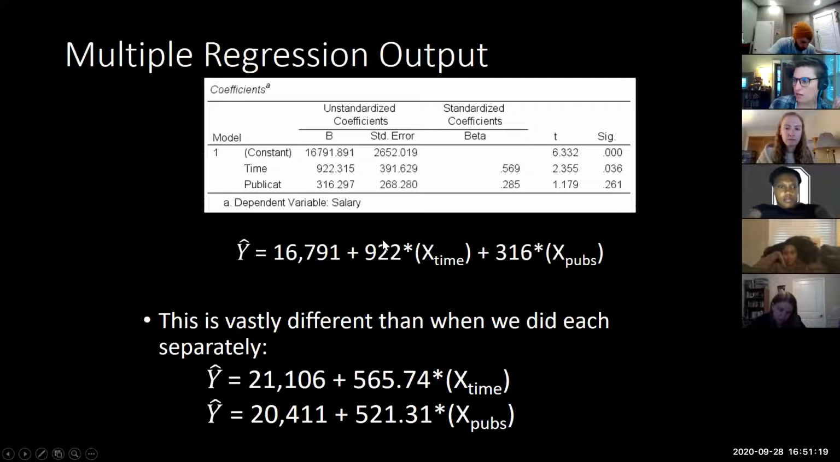Okay, here are my regression equations. This is the regression equation for this multiple regression here. Y equals 16,791 plus 922 times X for time plus 316 times X for publications. And this is just me pointing out to you that this is really different than when we ran these separately. When I ran a regression that only had time in the model, my y-intercept was 21,000 with $565 per year.